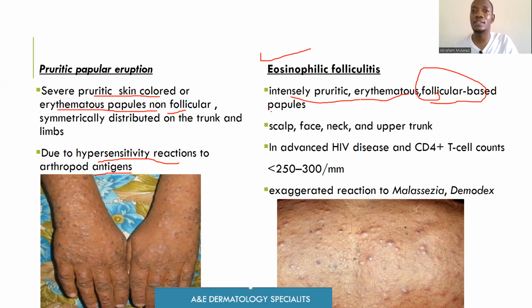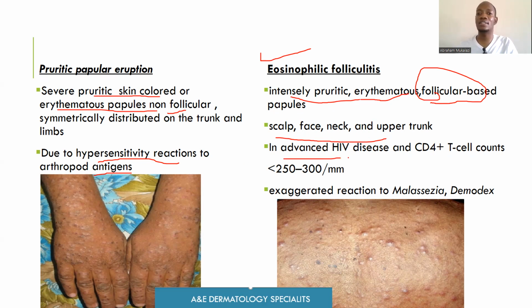Then the second one is the papules are follicular. So commonly seen on the scalp, face, neck, and upper trunk. And they say that the reaction usually is above the nipple line. The nipple line. But sometimes we can take the umbilicus, below the umbilicus and above. That's where you find the eosinophilic folliculitis.